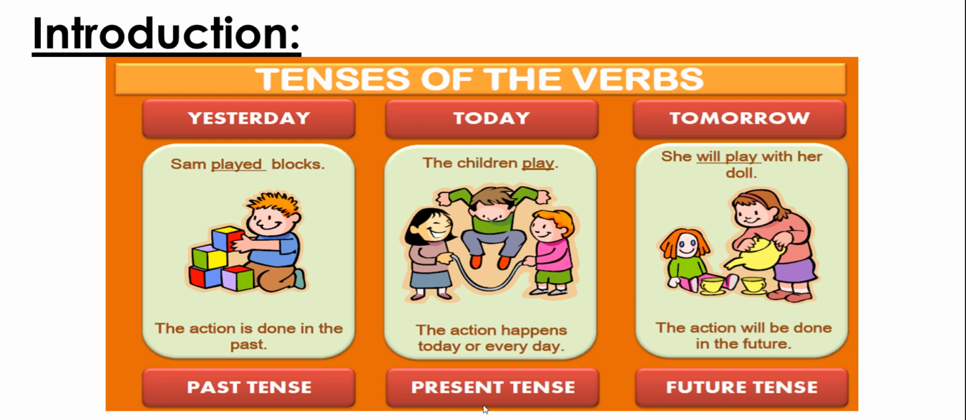For today, which means present, we keep the verb as it is. The children play, or we add an s if we're talking about one person. We know that from the previous lessons, but now today we are learning about how we speak if we are talking about tomorrow, about the future, about the future tense. If we are talking about tomorrow or after a week or next year, we will talk about the future and we will use the word will. She will play with her doll. The action will be done in the future.